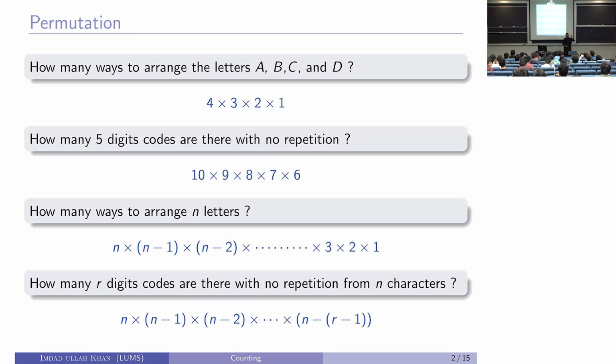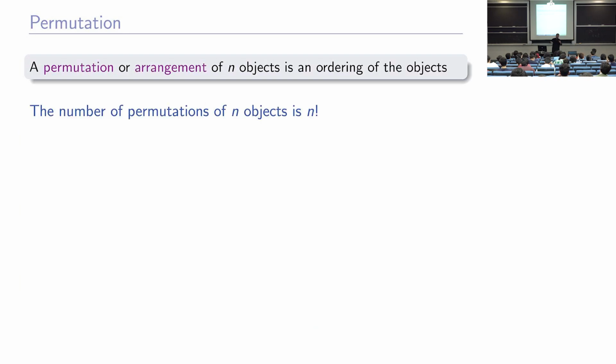For the first one we have n choices, for the second one we have n minus 1 choices, for the third one we have n minus 2 choices, and so on, right? So it's n into n minus 1 into n minus 2, all the way to n minus r plus 1. For each choice of the first box, there are n minus 1 choices for the second box. For each choice of the first and the second box, there are n minus 2 choices for the third box. So the number of permutations of n objects is n factorial.